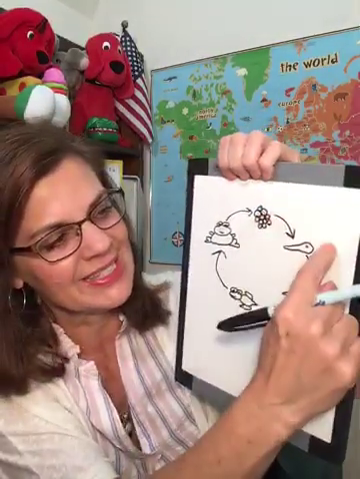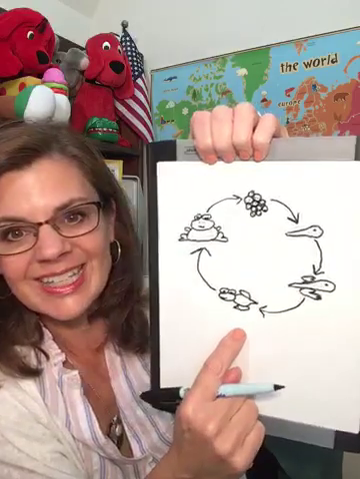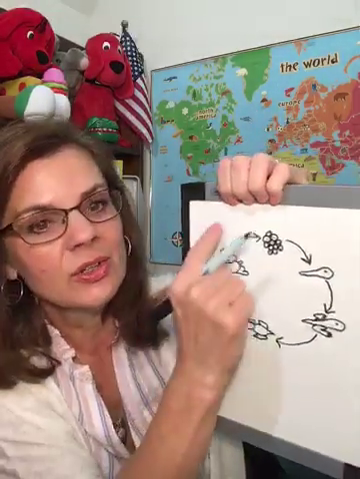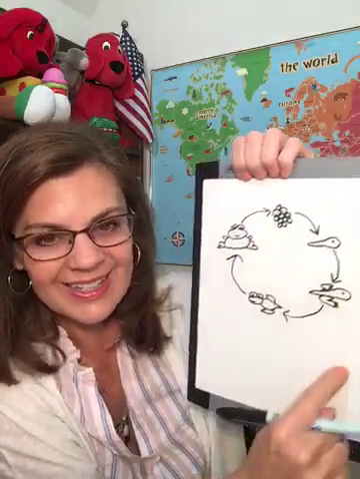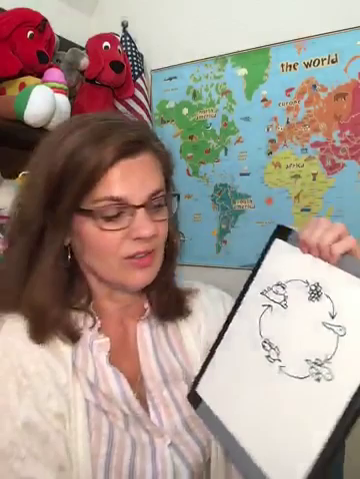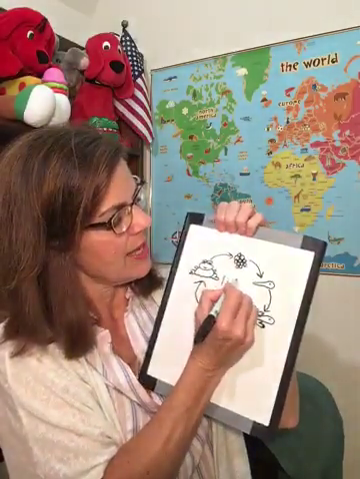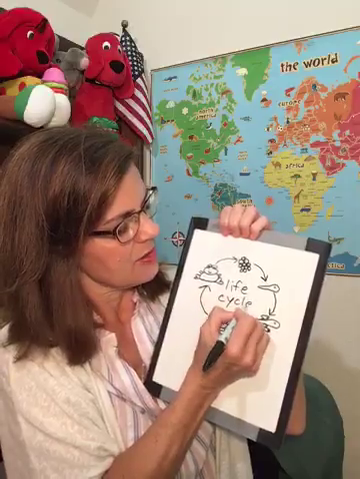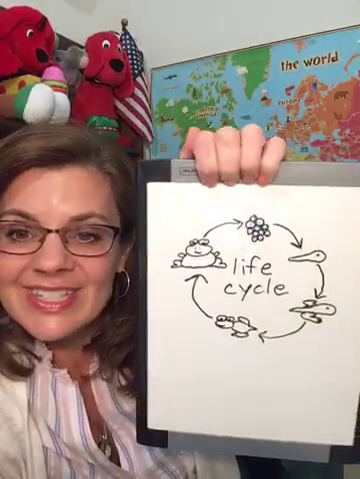So we have eggs, tadpole, froglet. And then the froglet becomes a frog who lays eggs. And it starts all over again. This is called a life cycle. Let me write those words. Life cycle. A life cycle. This is the life cycle of a frog.